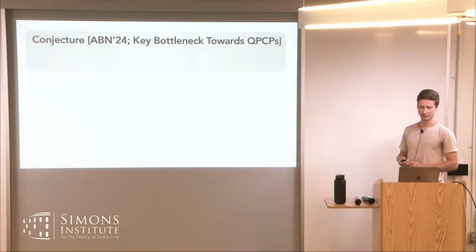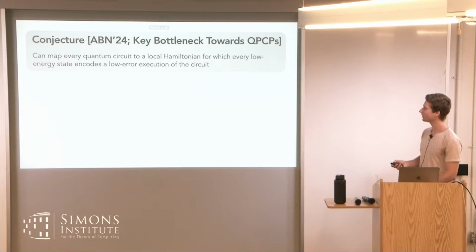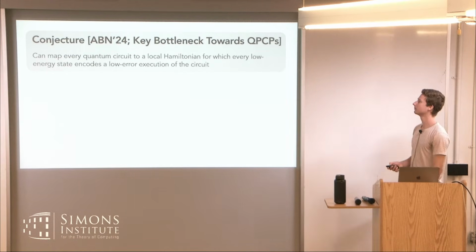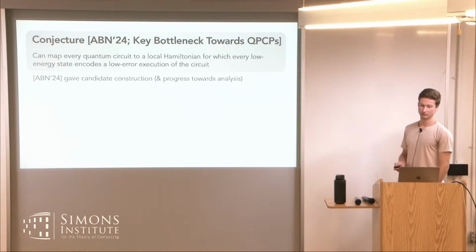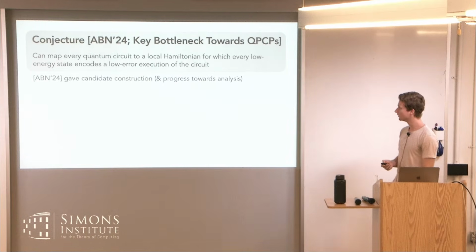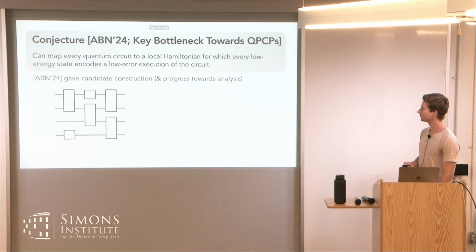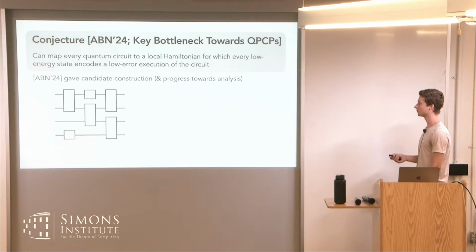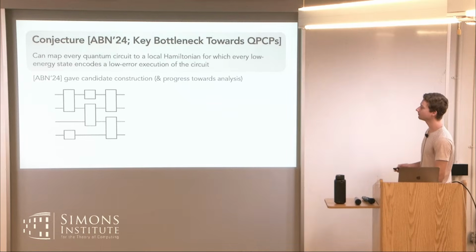So what is this conjecture? The conjecture is just that we can map a quantum circuit to a local Hamiltonian for which every low energy state of the Hamiltonian encodes a low error execution of the circuit. And this work by Anurag, Nico, and Quinn gave a candidate construction. And they made some nice progress towards proving the conjecture. So what does their construction look like?